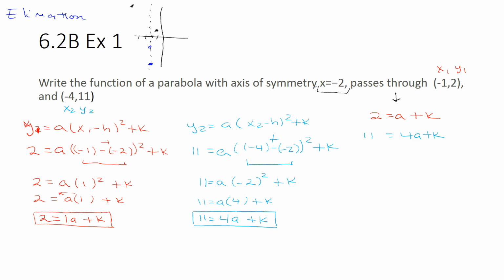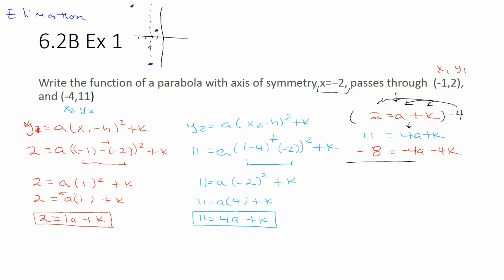Now the rules for elimination is that they have to have opposite signs, so one positive, one negative, and the same coefficient, which means they both have to have the same number in front. So you can see here that a has a coefficient of +1 on the first one and +4 on the blue one. So in order to change it so that they're the same, I'm going to multiply this top one by -4. I'm going to go ahead and distribute that here, here, and here. So my new equation, -4 times 2 is -8, is equal to -4a minus 4k. Okay, so now you can see here with your a's that they do have the same coefficient, opposite signs.